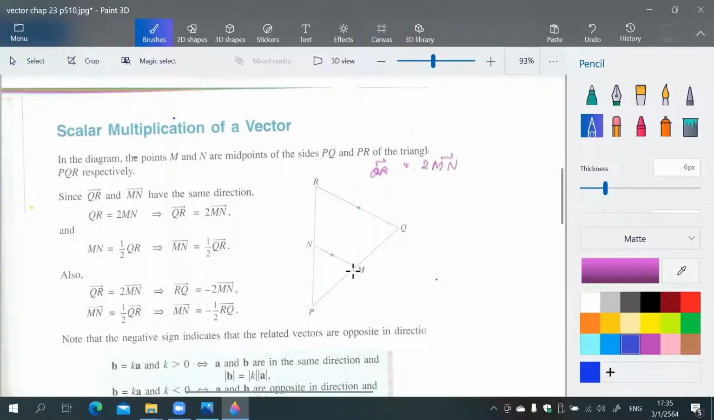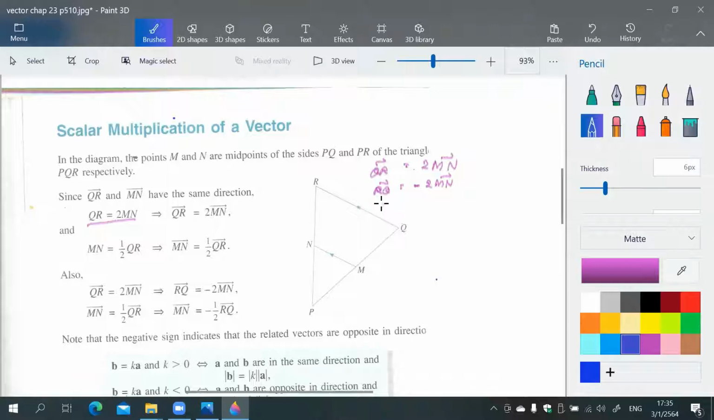For example, when you have the length of QR, like you observe here, if there is no arrow at the top, it represents the length or distance. At the same time, you can imply this as a vector also: vector QR equals 2 times vector MN. If you want to call it RQ, it goes in the opposite direction, so you have a negative sign: negative 2 times vector MN.